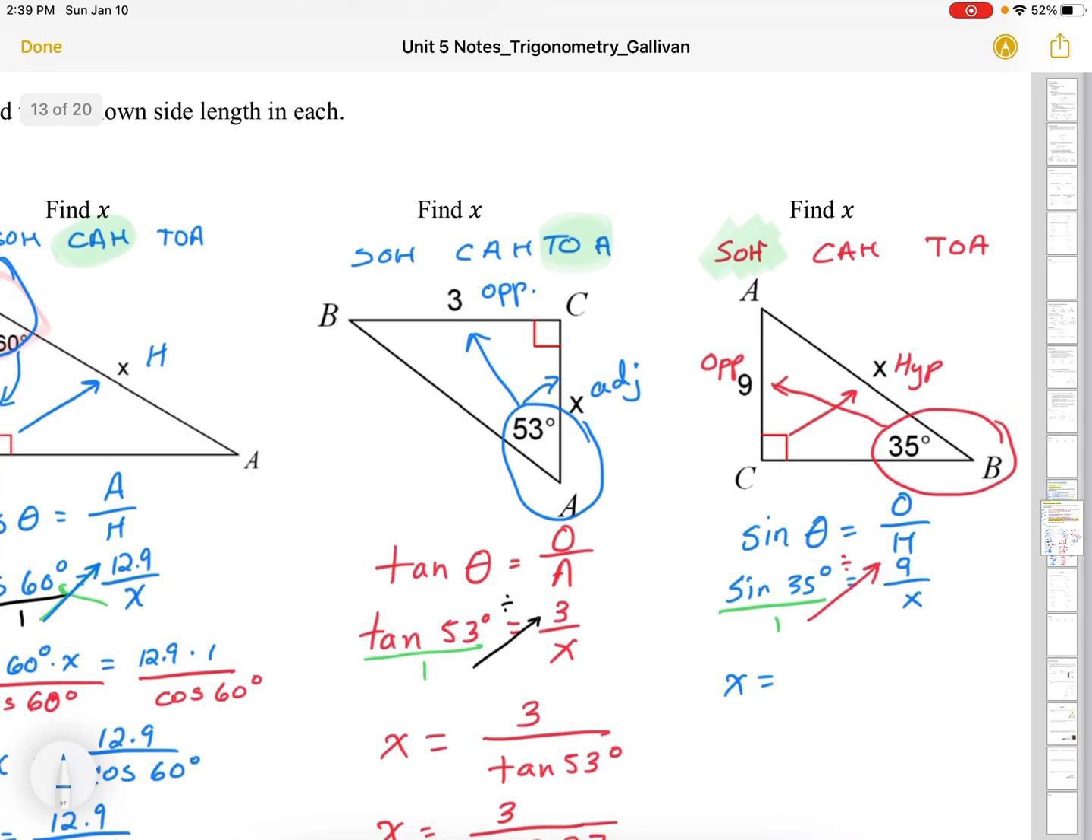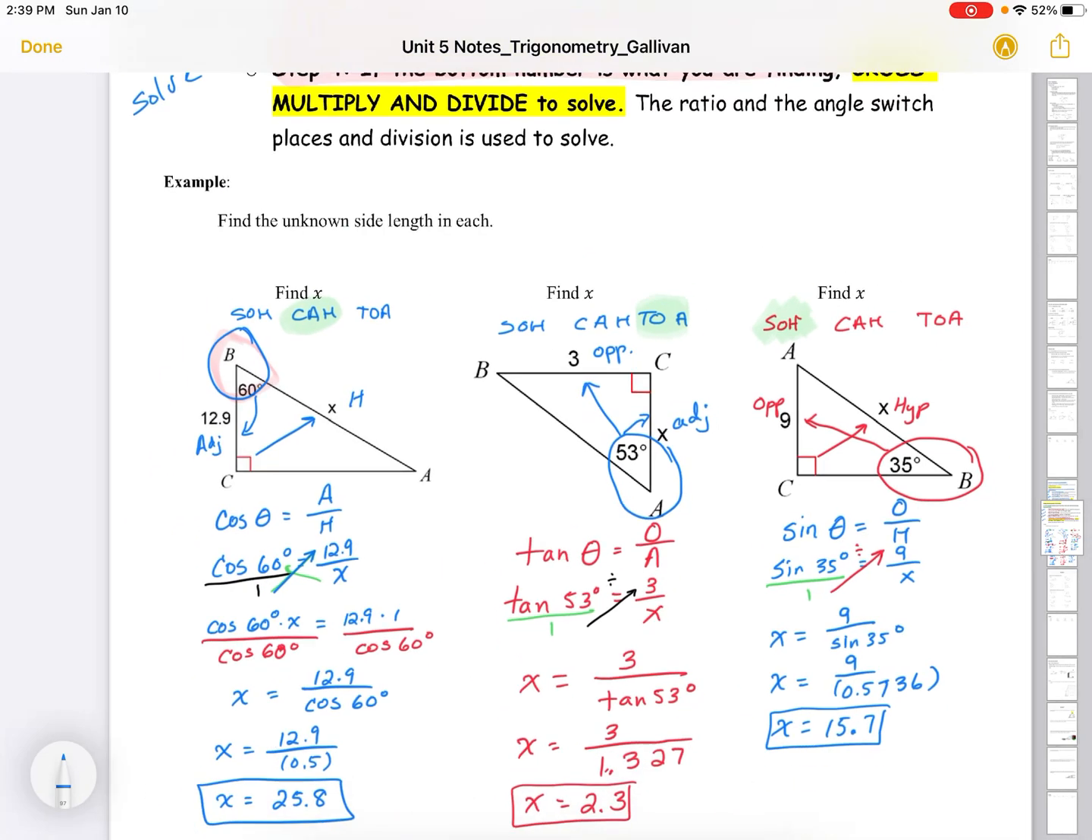So we will get x is equal to 9 divided by sine of 35 degrees. So x is equal to 9 divided by sine of 35, and sine of 35 is 0.5736. So when I divide, I get 15.69, so I'm going to round that to 15.7.